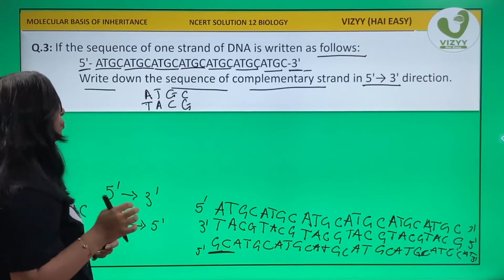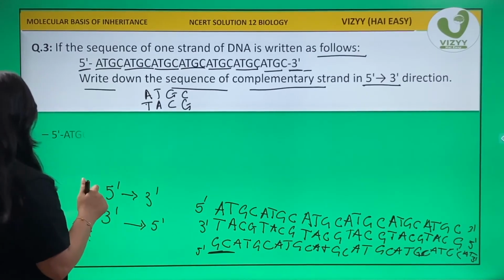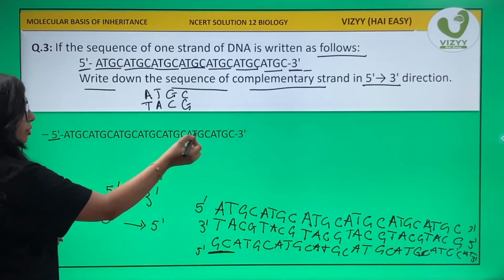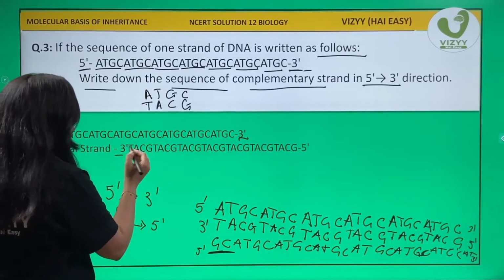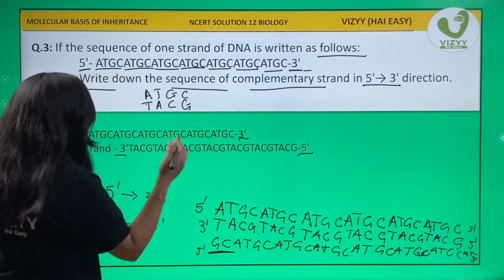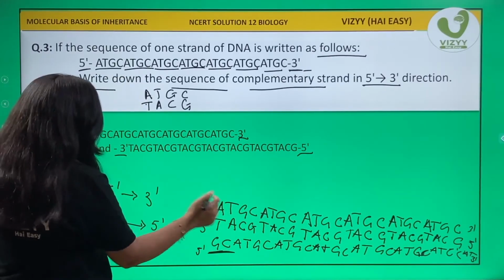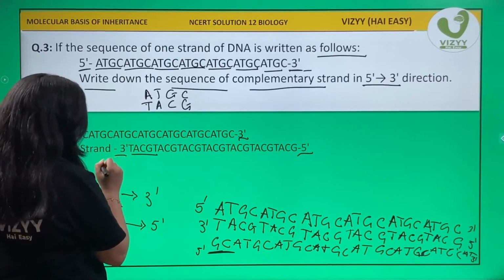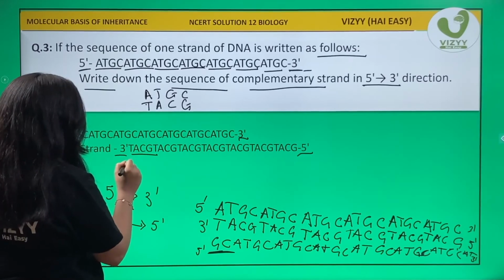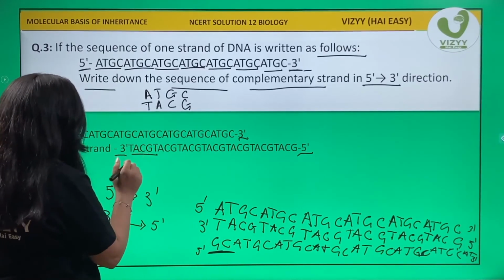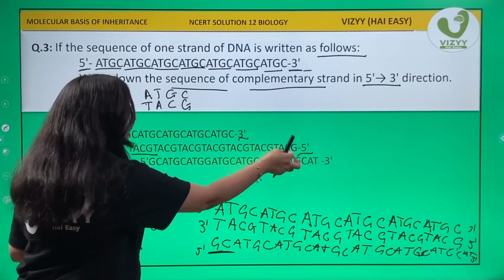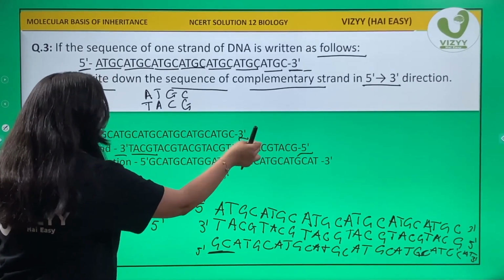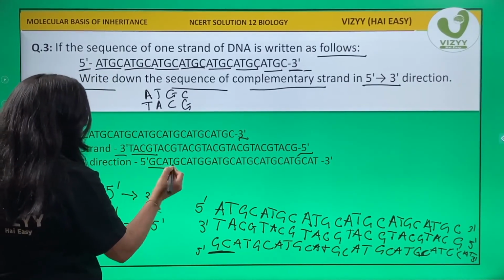Okay, now let's check. So first we'll write 5 prime to 3 prime, the given one. Then we'll write the normal strand, that is our complementary strand. T-A-C-G, T-A-C-G. And lastly, we are supposed to start writing from G-C-A-T.